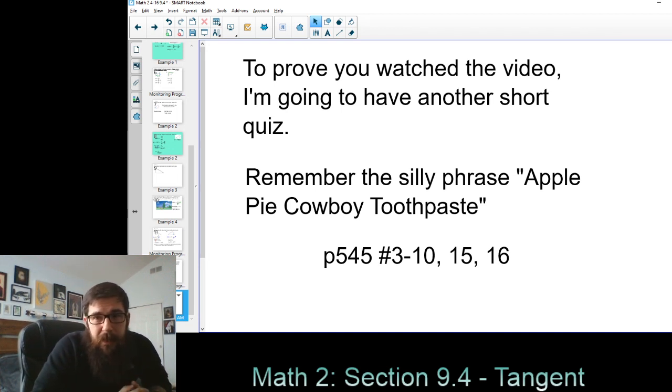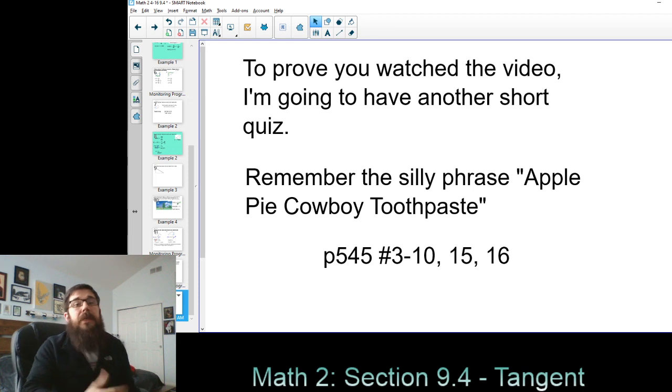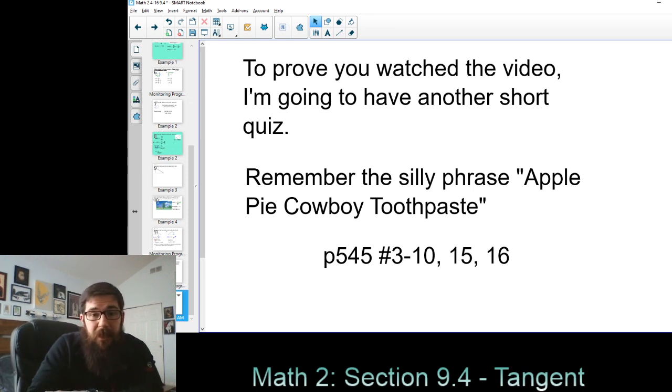That quiz and the Clever assignment are both going to be due by Sunday at 11:50 because I basically have to do attendance right after that. Please do it earlier. It's basically page 545, number 3 through 10, 15, and 16. Please do that through Clever. Make sure you hit submit at the end.